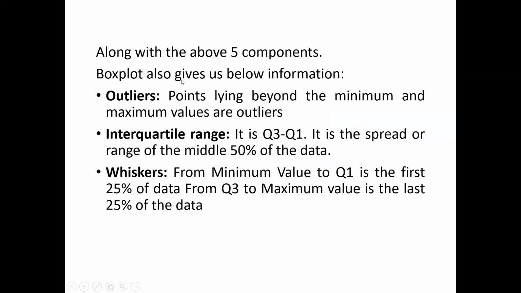So along with the 5 components, the box plot gives outliers, that is points lying beyond the minimum and maximum values, as I told you. It also shows the interquartile range, that is Q3 minus Q1, which is the middle 50% of the data, and the whiskers. From the minimum value to Q1 is the first 25% of data. From Q3 to the maximum value is the last 25% of the data. That is called the whiskers.